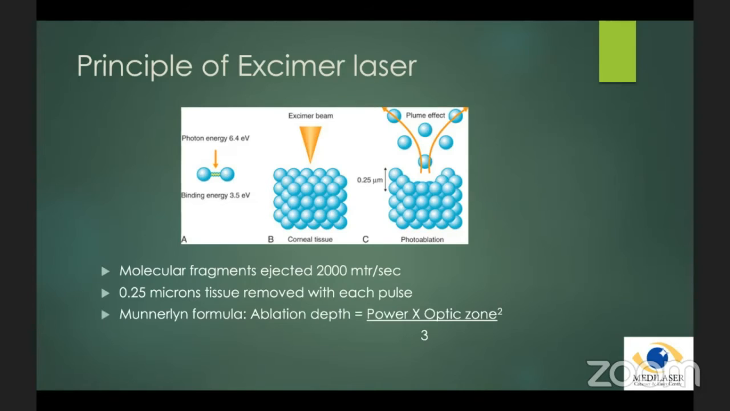And we know that if we want to do an ablation by the Munnerlyn formula, the amount of ablation required depends on the power and the square of the optic zone that we are treating. So if we want to correct, say, a 6 diopter of myopia at a 6 millimeter optic zone, that would mean 6 into 6 into 6 divided by 3. So almost 72 microns we need to remove. So with one pulse of laser light, we are removing 0.25 microns. That means we need 540 such pulses to correct a 6 diopter of myopia. And in such a short treatment time, imagine that many pulses of laser energy have to be delivered.